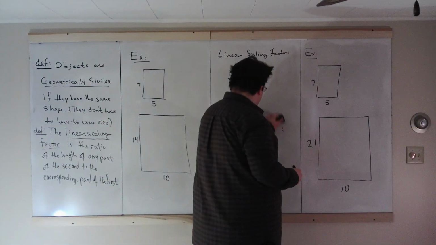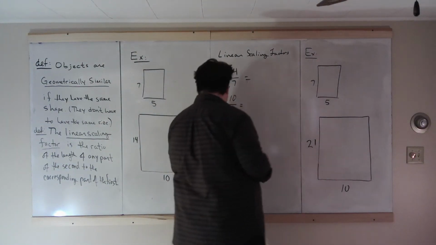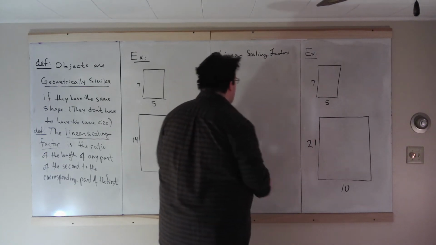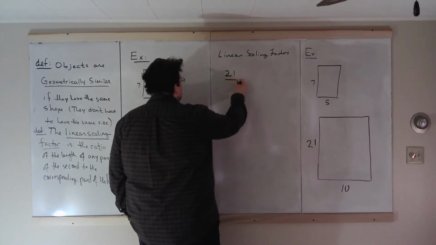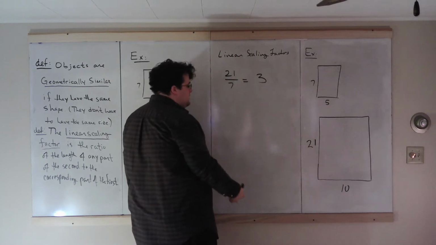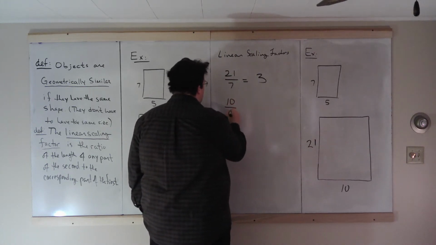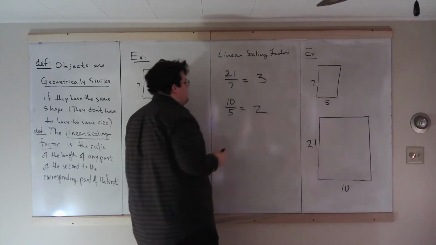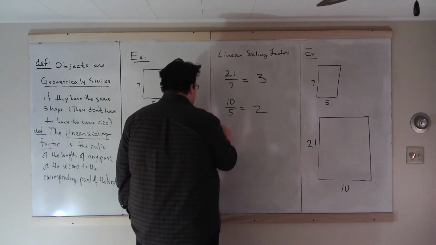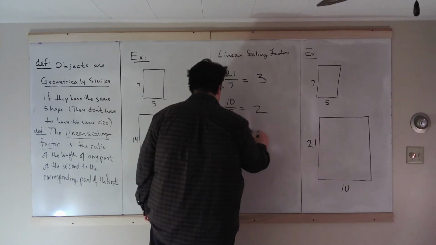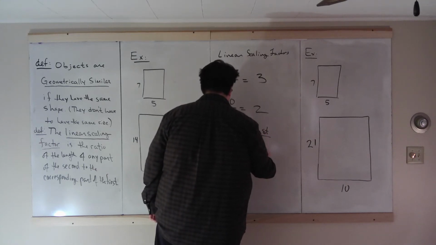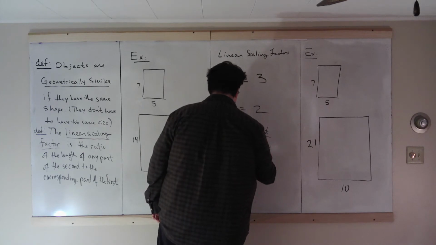So here, to determine if these two are similar, we're going to again find the scaling factors. First, we have 21 over 7, which is a 3. So if you get a 3 for the other side, then they are similar. But notice here, we have 2 as that linear scaling factor, 10 over 5. So these are not geometrically similar.